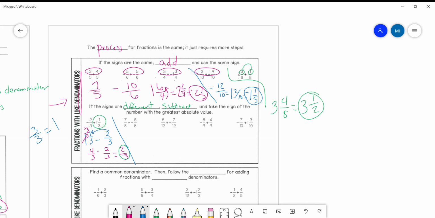So we got 7/8 plus a negative 5/8. Signs are different. Find the difference. So 7/8 minus 5/8 equals 2/8. We can simplify that by dividing by 2. 2 goes into 2 one time, and 2 goes into 8 4 times. This has a greater absolute value because the numerator is greater, and it is positive. So our answer here is positive.